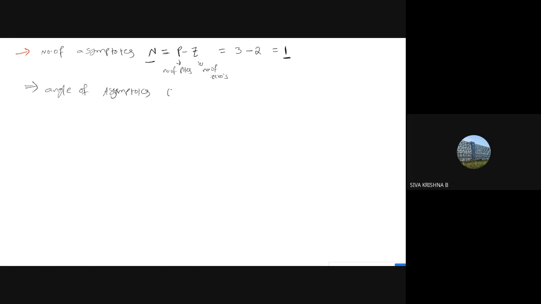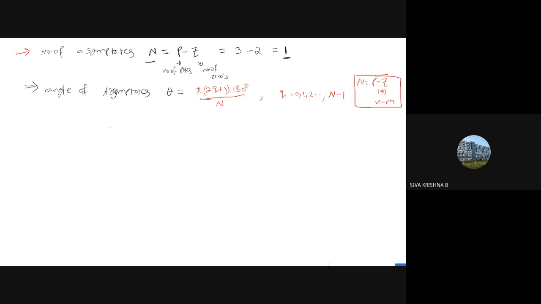What is the formula for that? Theta equals, the same procedure for root locus: angle of asymptotes theta is plus or minus (2q plus 1) into 180 degrees by n. N is nothing but p minus z, right? Where n equals p minus z or n minus m, where q varies from 0, 1, and so on up to n minus 1, or you can write p minus z minus 1. Okay?